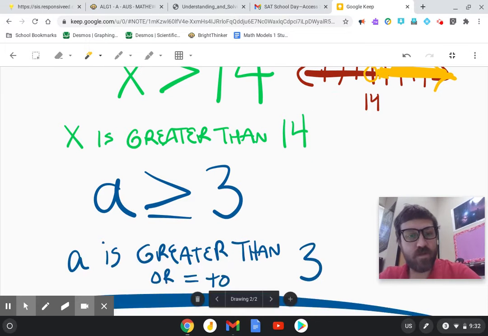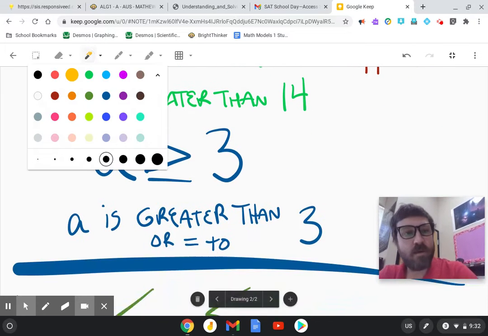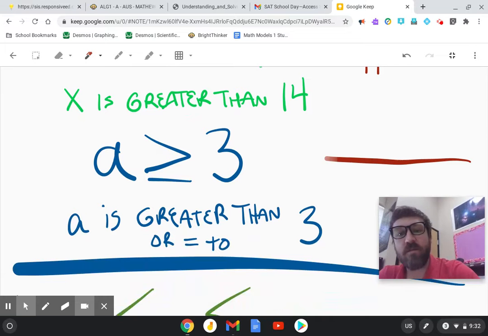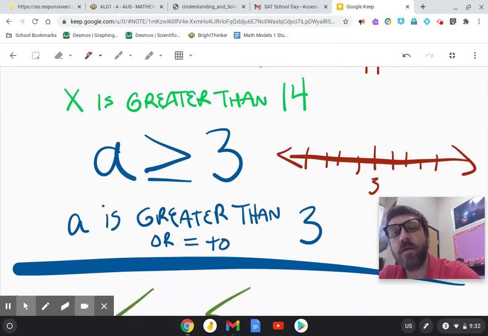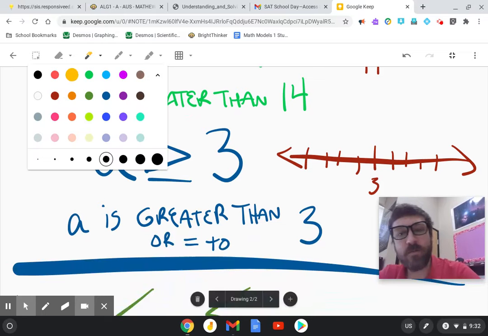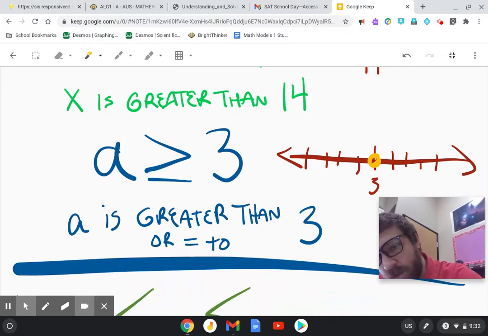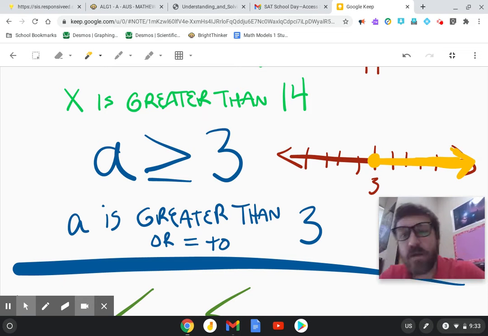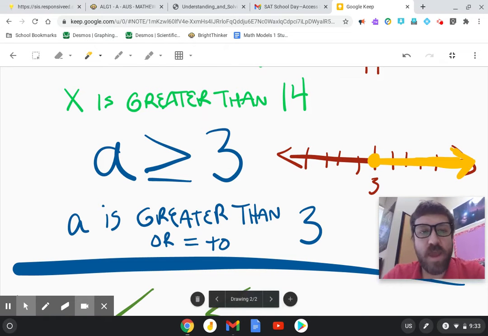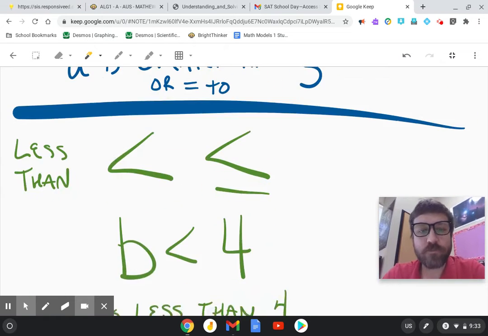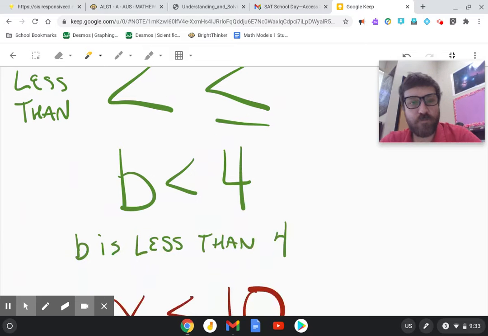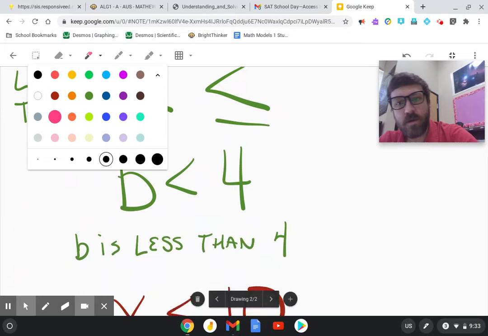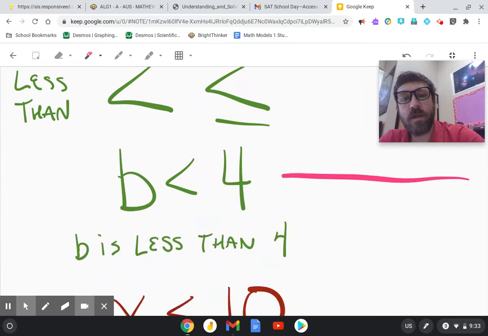Whereas in this next one, my graph would look like this. Again, we'd have wherever 3 was on the graph, and it would be greater than or equal to. So greater than or equal to would mean that there would be a closed circle at that number, followed by shading going above that number. So that would be the graph of A is greater than or equal to 3. On the other hand, if I had B is less than 4, say I have my number line here. I have 4 wherever 4 is on the graph.